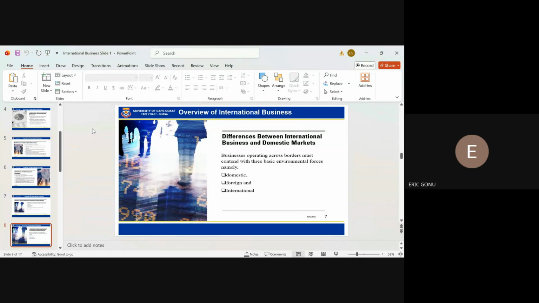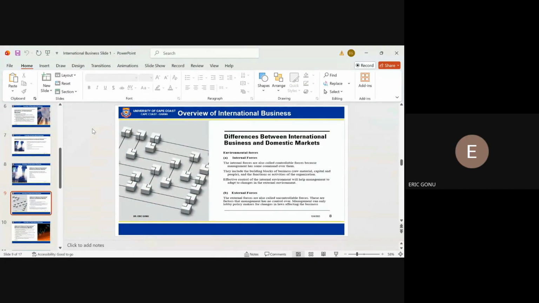Now let's look at three major concepts when it comes to international business. Businesses operating across borders must contend with three basic environmental forces. If you want to go into international business, sending business across the frontiers of your country, these are three environmental forces that you need to fight: the domestic, the foreign, and the international. What does it mean?